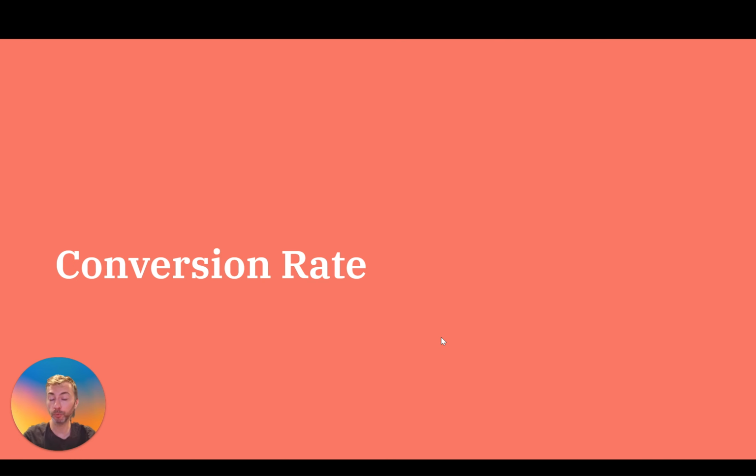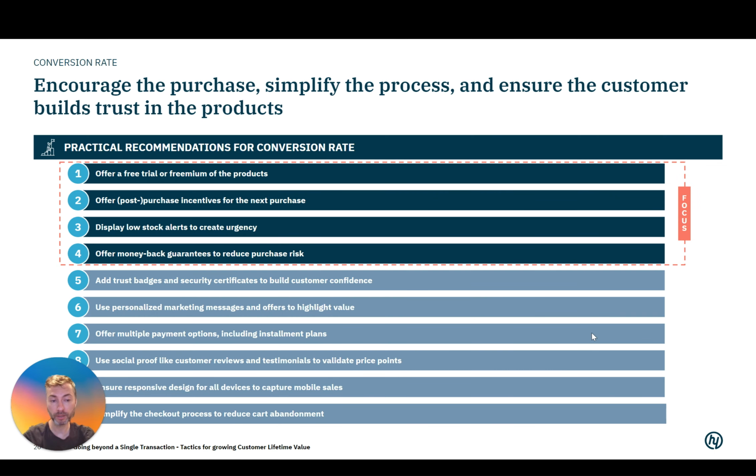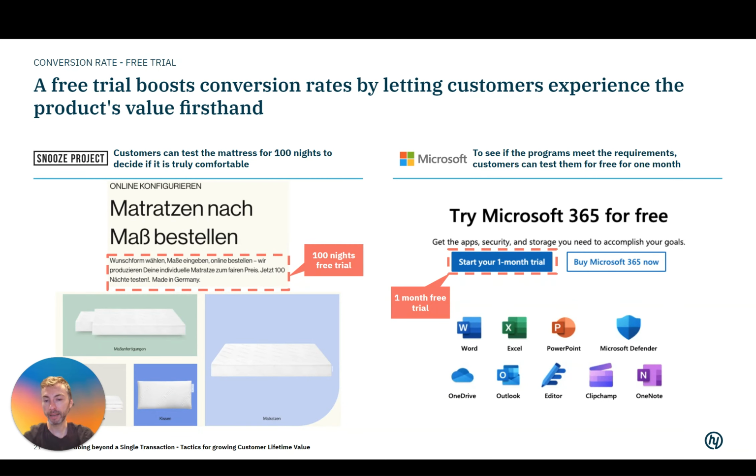Conversion rate. How do you boost your conversion rate with certain tactical elements? Again, here are a few examples: free trials, post-purchase incentives for your next purchase, low stock alerts, or money-back guarantees. You see it here with the Snooze project for mattresses. They are just sending you the mattress for free. You get a 100-night free trial. And once you've tested it, it's maybe less common to send it back and more common to keep it.